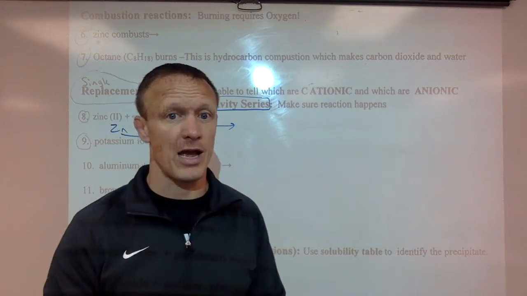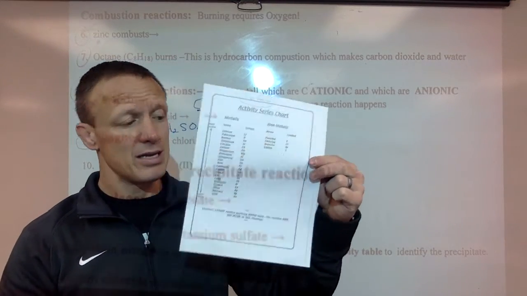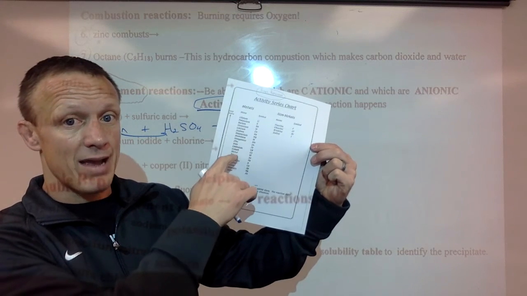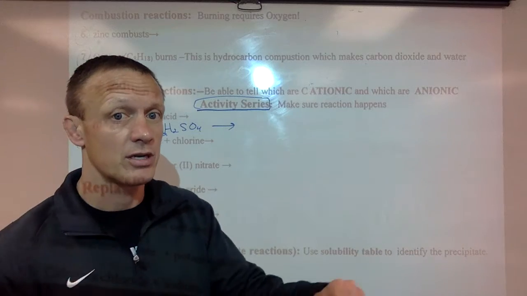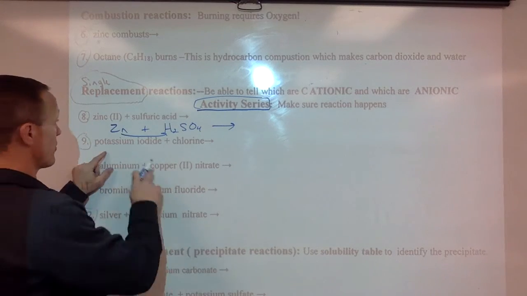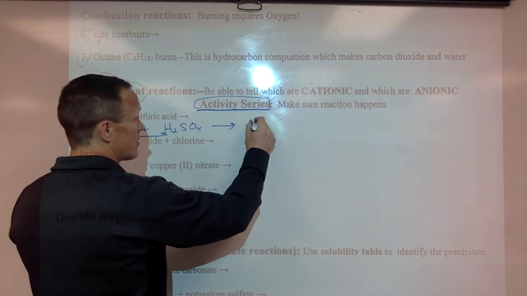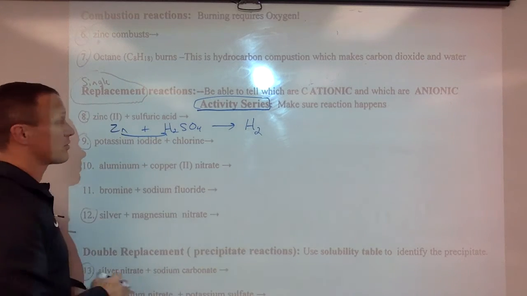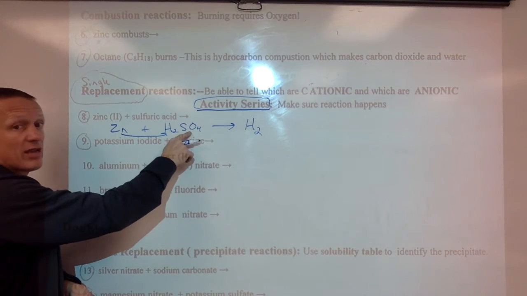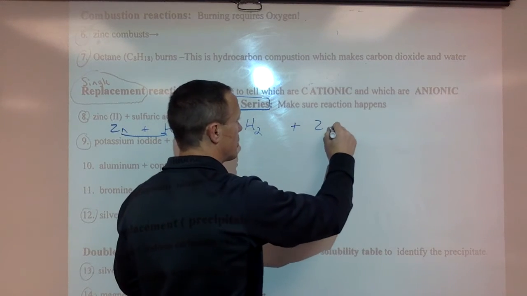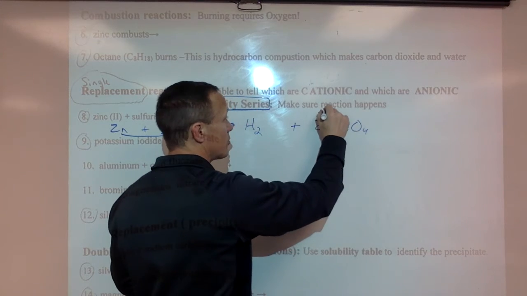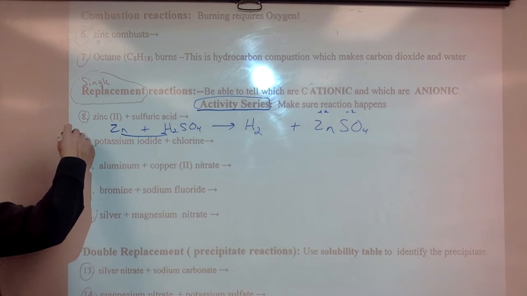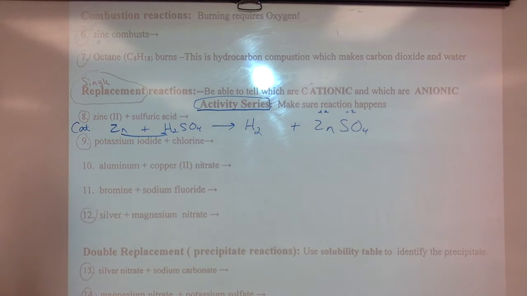So first thing, before we write the reaction, make sure it happens. In order for it to happen, the element by itself, zinc, has to be higher up the list than hydrogen, and it is. So this reaction will happen. Zinc kicks out hydrogen. Hydrogen is diatomic, so H2 comes out, plus you have zinc sulfate left over. Zinc's a +2 charge, sulfate's a -2, so we're good to go there. I think we're balanced. Again, that's a cationic single replacement.